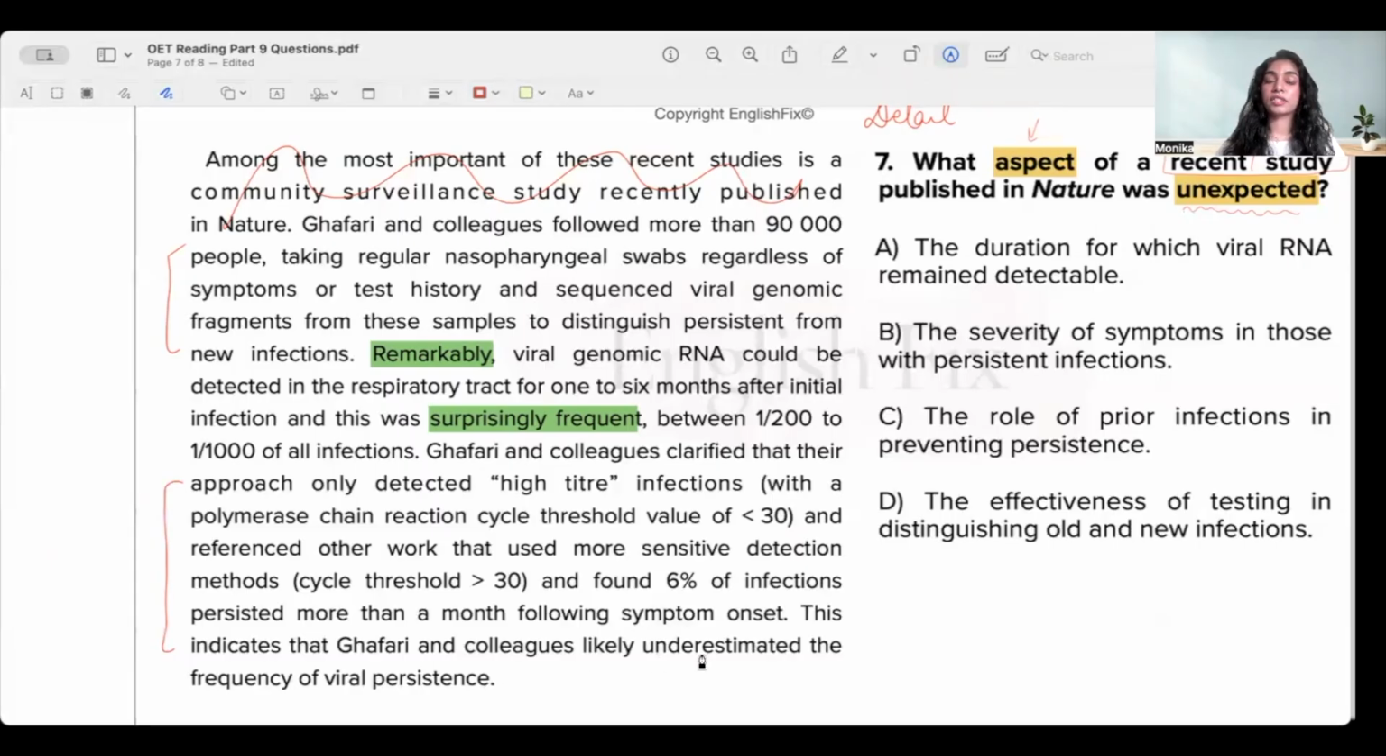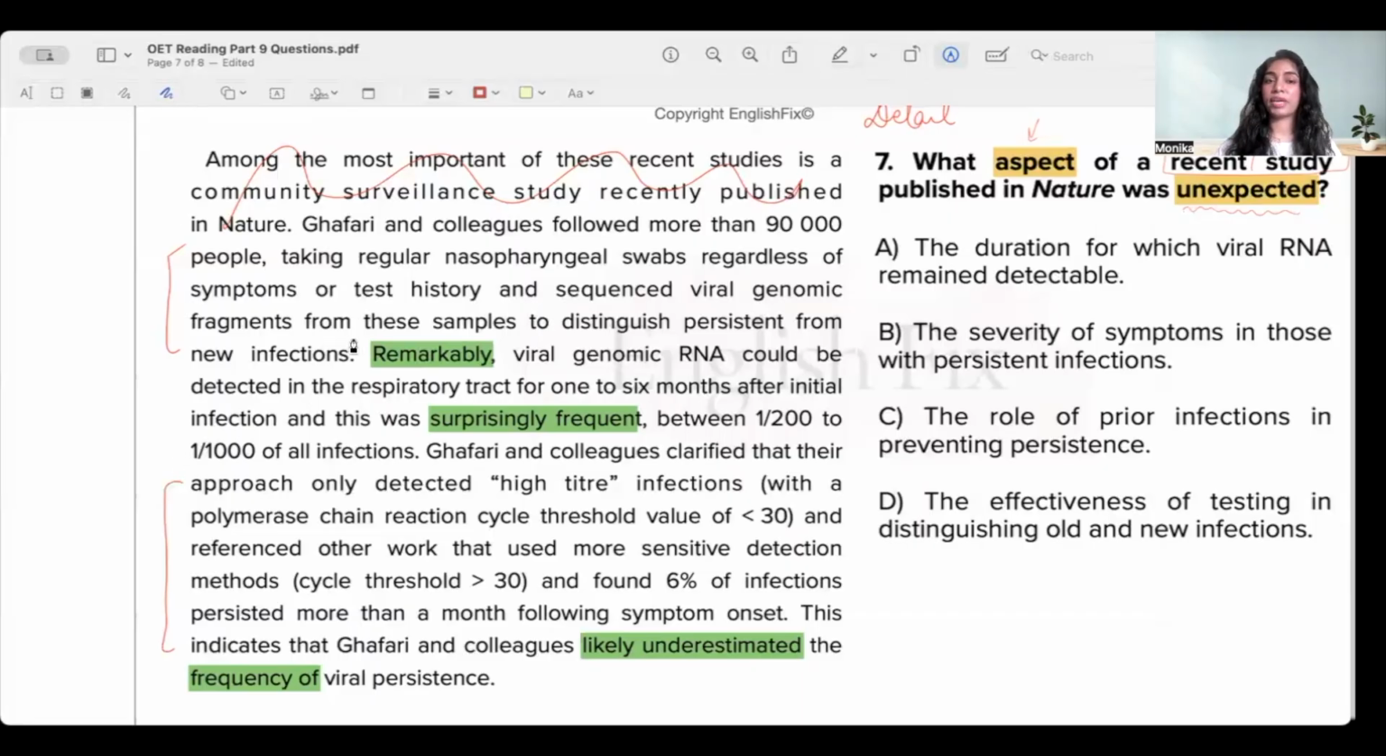That indicates that colleagues likely underestimate. So they possibly underestimated something, right? They did not think something would happen. They underestimated the frequency. Once again, I see the frequency is the underestimated part. See how easy it became. I wish all answers were easy like this. Frequency of viral persistence. So the viral persistence is not surprising, but the frequency of that persistence, that is surprising for me.